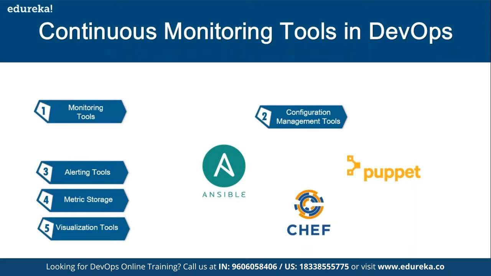Ansible is written in Python, which is agentless, of course, very popular, and utilizes an imperative approach. Chef, on the other hand, is written in Ruby, which also relies on an imperative configuration approach. Puppet, on the other hand, relies on a declarative configuration management approach using a domain specific language and on an agent master architecture. Moving on, we have DevOps alerting tools.